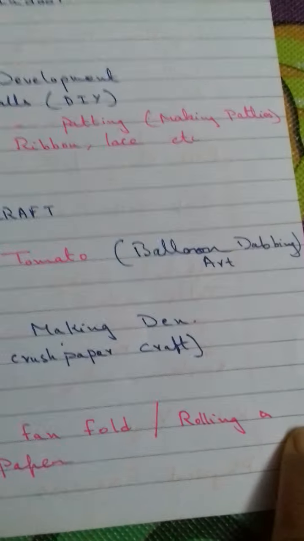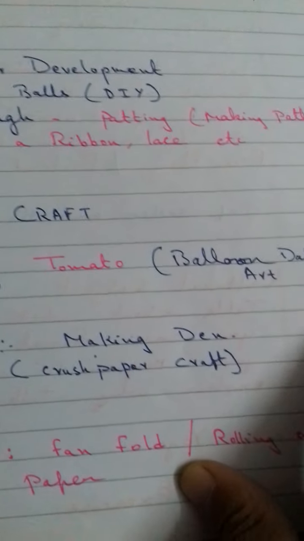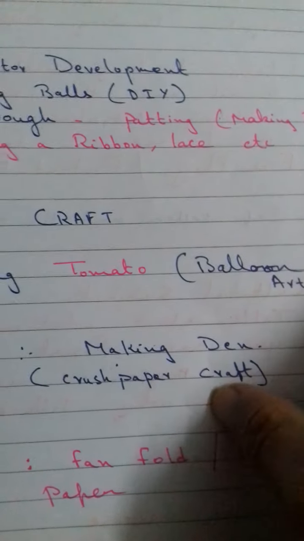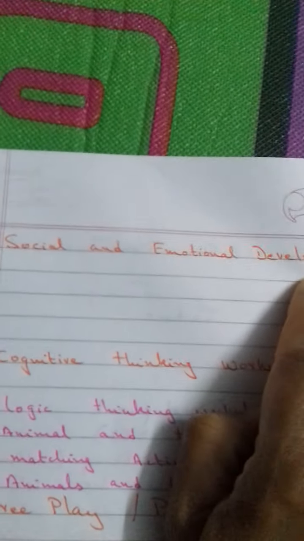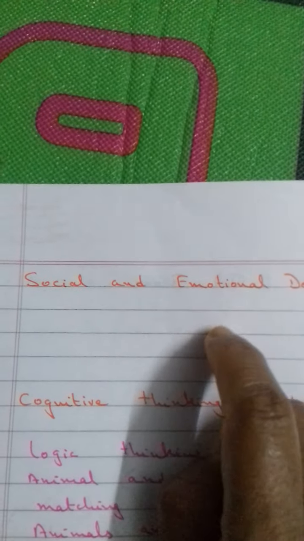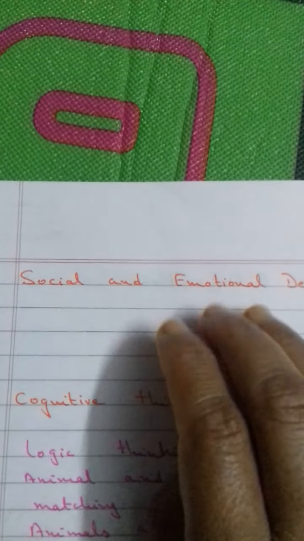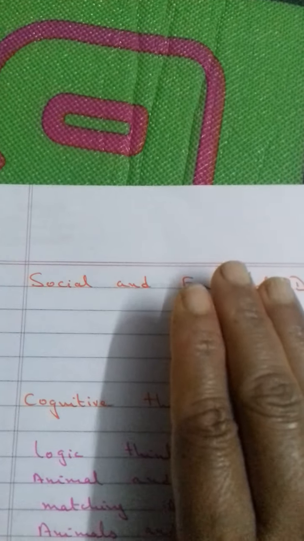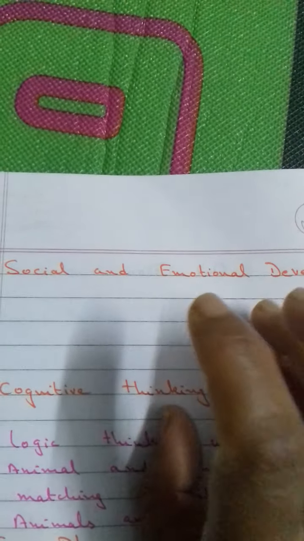Origami, it is rolling a paper or fan folding. Then in social and emotional development, you can talk about where the animals live, that is the forest, and where the child lives, and you can ask the difference, or you can teach him what a house is and how safe it is for the child to live in a house. All those things you can talk about.